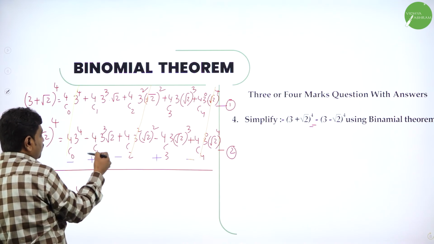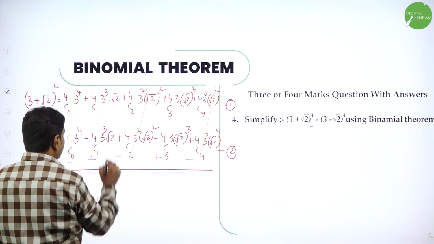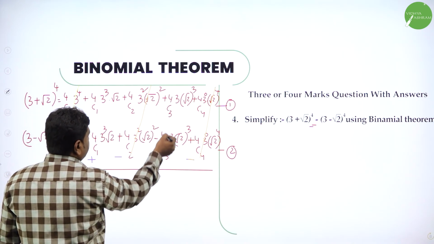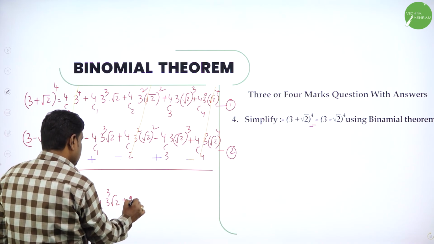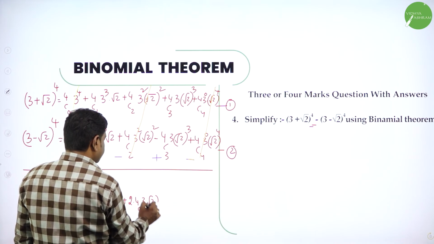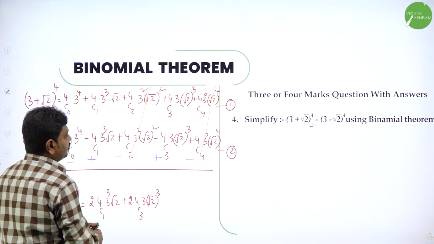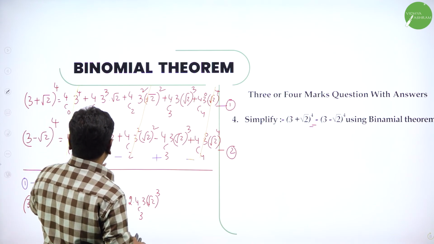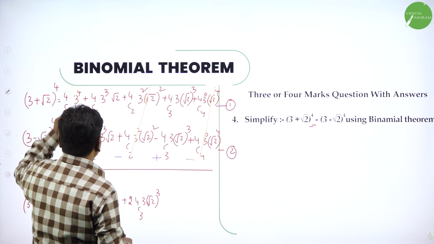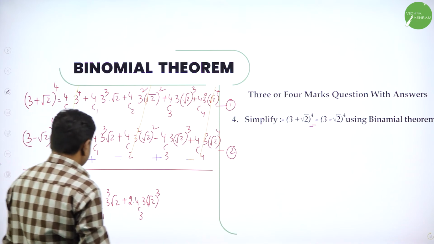Now 4C1 plus 4C1 becomes 2 times 4C1, and 3 cube root 2, and this 4C3 plus 4C3 becomes 2 times 4C3, and 3 root 2 cube, and that's it. So all other terms get cancelled. So we'll get added with this term and this term. So odd terms cancel. So now simplify this.